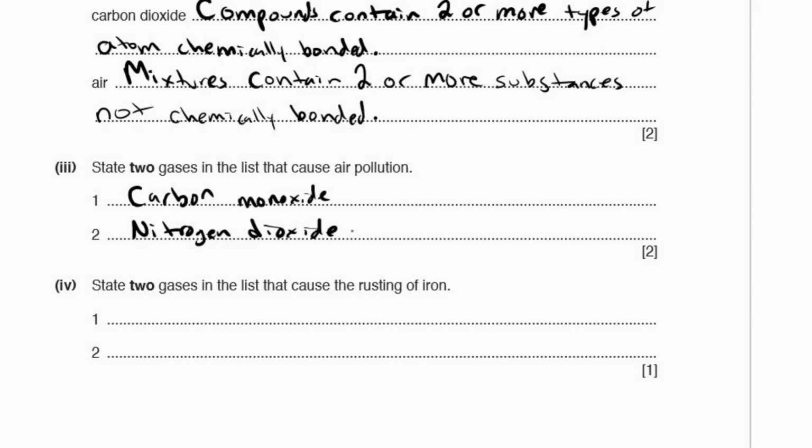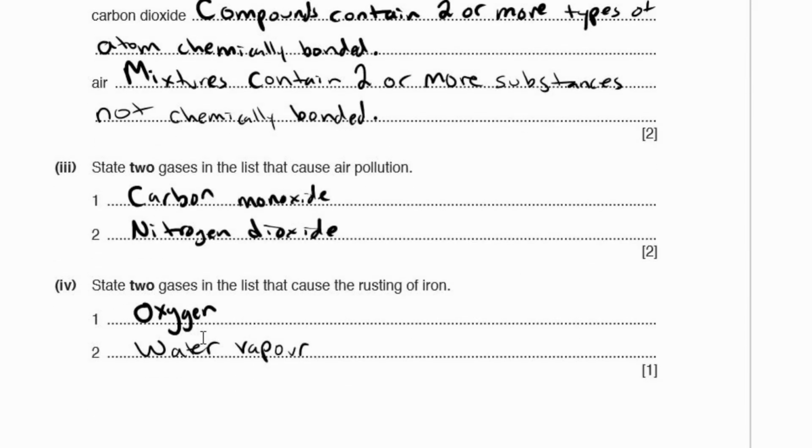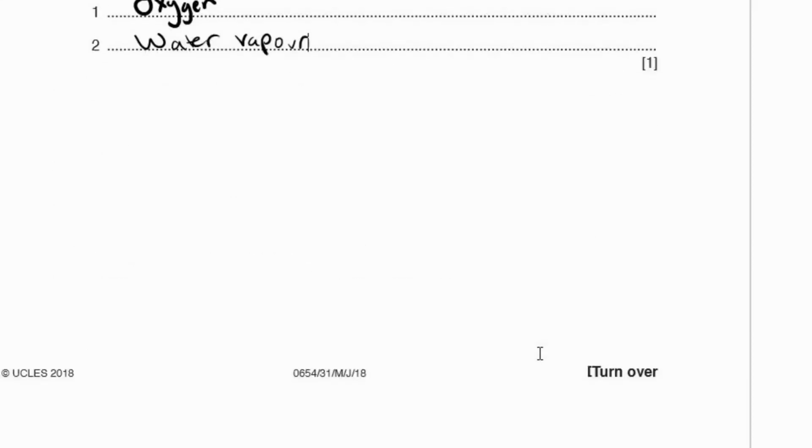Okay, state 2 gases in the list that cause the rusting of iron. Well, so that will be oxygen. And it's a gas, so it has to be water vapor. Because you need oxygen and you need water to cause rusting. And let's just double check. We have oxygen and we have water vapor. So they are in the list. So that is the answer to part 4. Okay, now we move on to the physics.